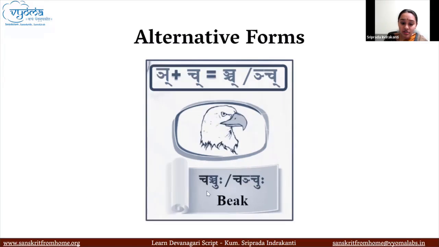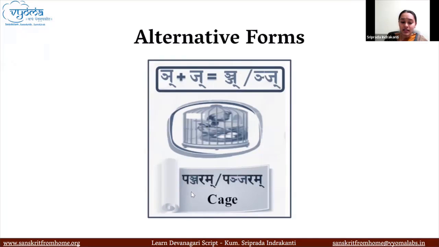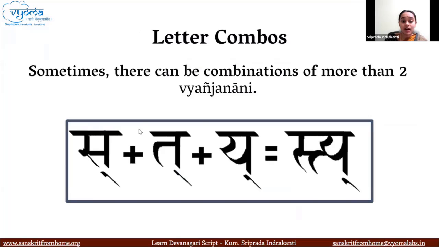This is Chanchuhu, beak. So it can be written next to each other or on top of each other. Next is Panjaram. Again, same thing. Ny and Ja. Ny, J, or it could be written on top of each other or next to each other. Then we have letter combination. Ma, T, and Y. Like in Matsya. S, T, and Y combine to form a new letter.